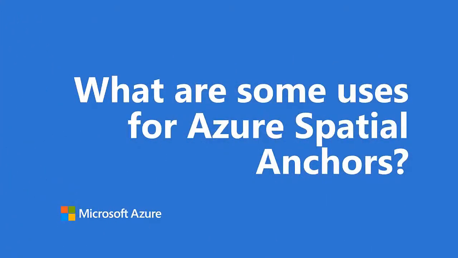What are some uses for Azure Spatial Anchors? There are multiple apps that you can create with Azure Spatial Anchors. A really good use case is anytime that you need to tie a specific information to a specific place. For example, if you're in a big building and you want your users to find their way around, you can put breadcrumbs around and they can detect these spatial anchors and find their way.